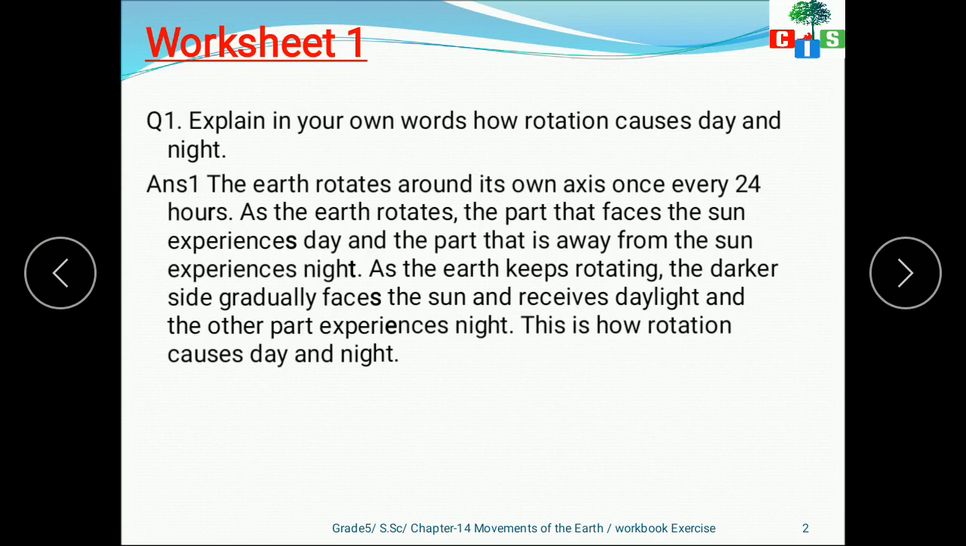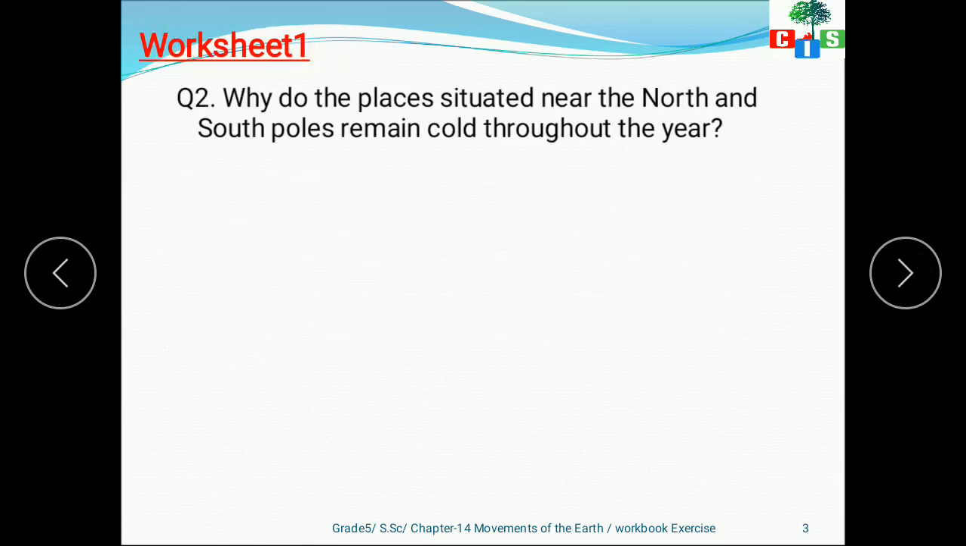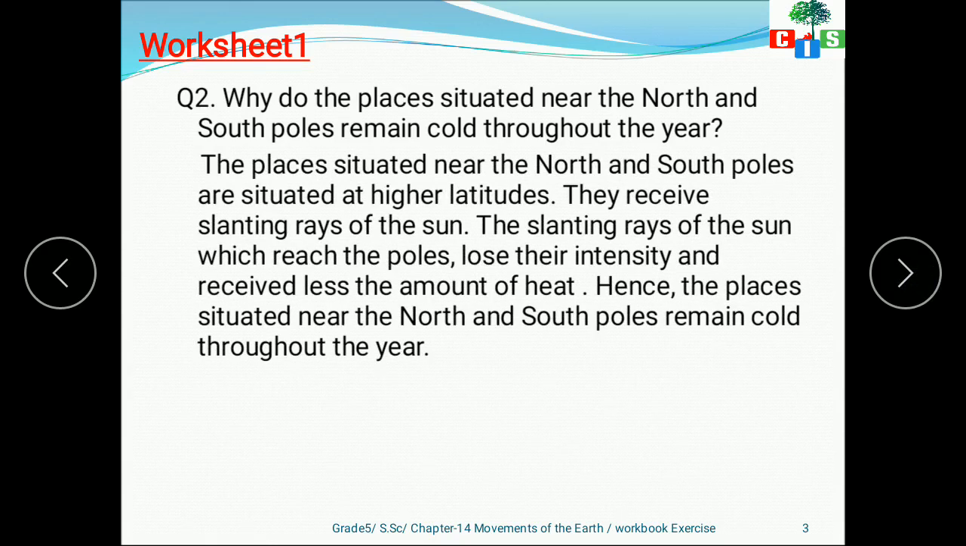Fine. Now let's see the second question. Why do the places situated near the north and south poles remain cold throughout the year? So, children, when we discussed chapter 3 about the frigid zone, at that time also I told you that the places which are near to the north and south pole remain cold throughout the year. What is the reason? The reason is that they receive the slanting rays of sun, right? And they are at the higher latitude. Okay, so that is the main reason. So what is the answer?